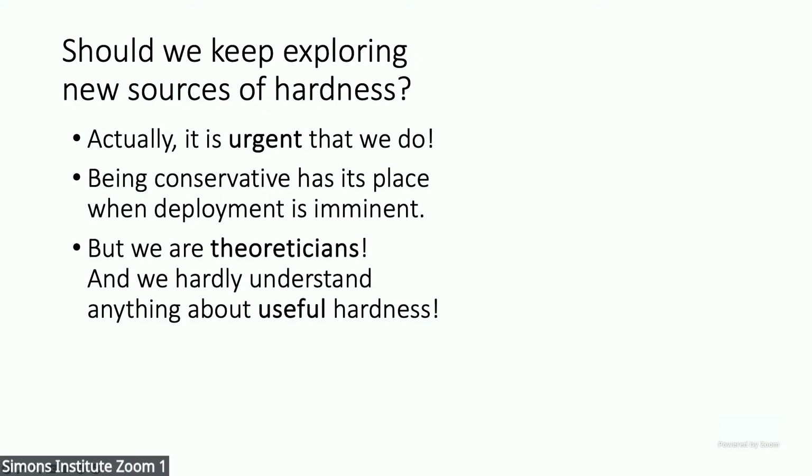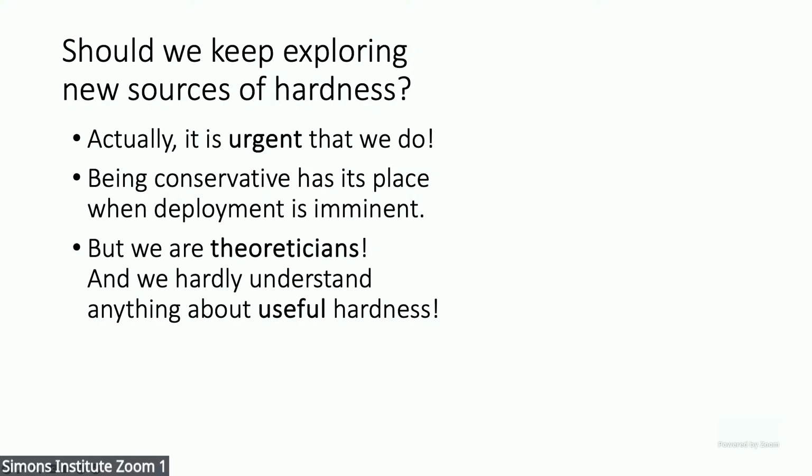Nothing is going to get deployed, right? Or at least none of the stuff that we're presenting, right? Maybe we might start a company later or something like that, but by that time, the assumption will be well studied, right? When we introduce an assumption, we're not going to start a company immediately, probably, right? Or I wouldn't suggest that you do so. So the point is, being conservative makes sense when deployment is imminent, but that's not us.